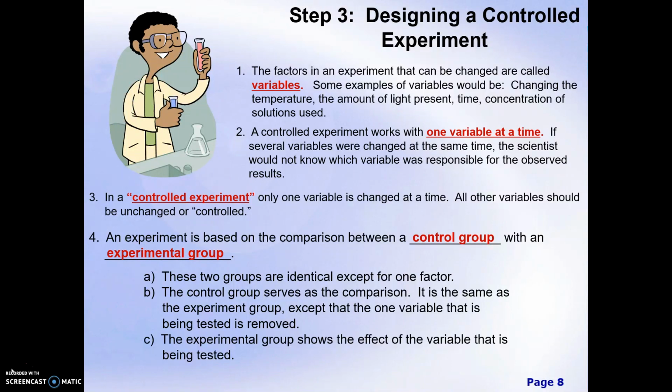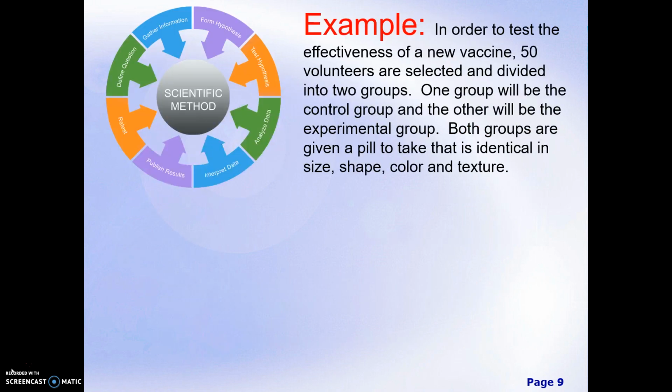So we'll have an example here coming up. So the experimental group will be able to show us how much that one variable is going to change the outcome, because that's the only thing that changed, and we still have that control group that stayed exactly the same.